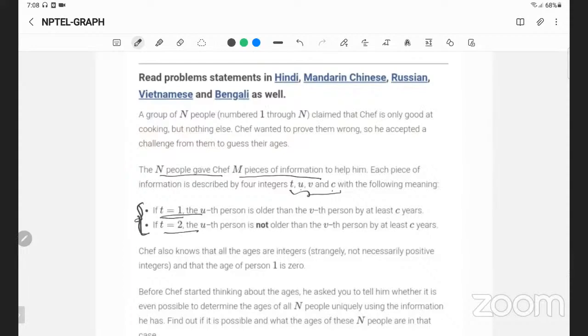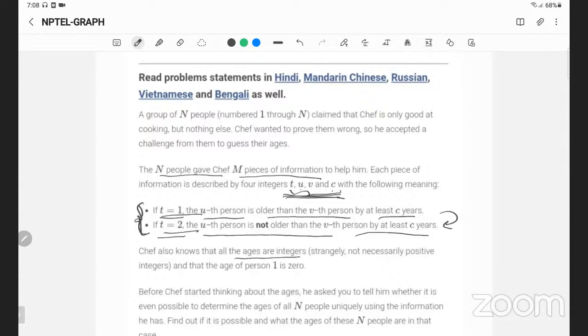If t equals 1, it means that the u-th person is older than the v-th person by at least c years. And if t equals 2, that means the u-th person is not older than the v-th person by at least c years, which is just the negation of this. And you're given several pieces of information of this similar type. You're also given that all the ages of these n persons are integers, which can also be negative integers.